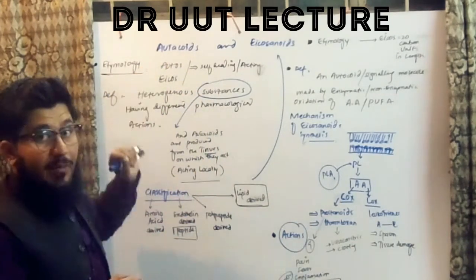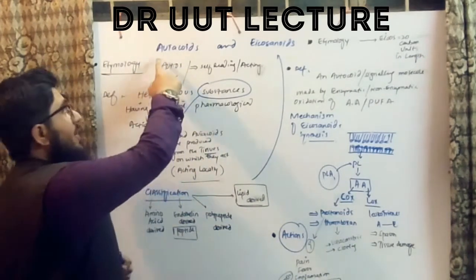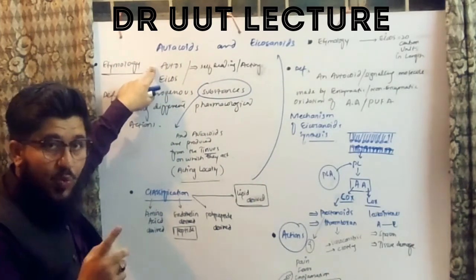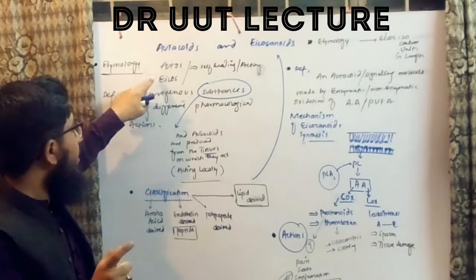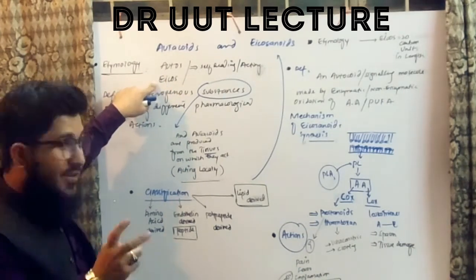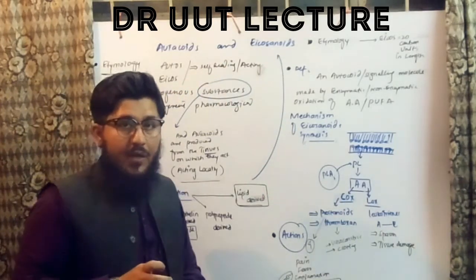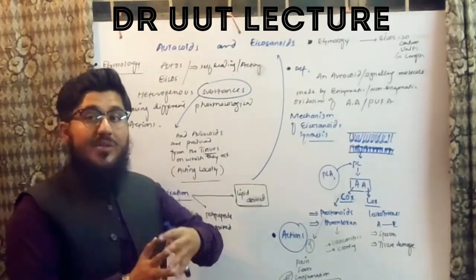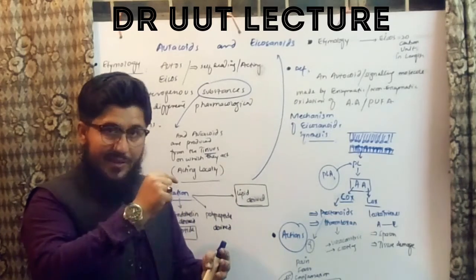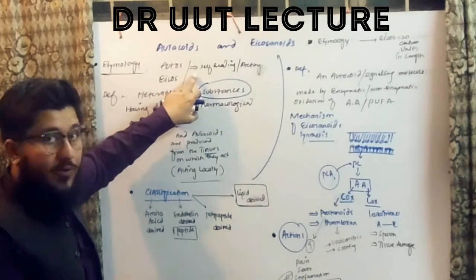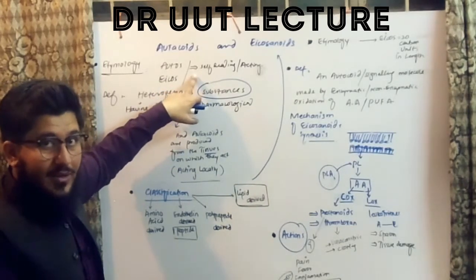Let's start from the etymology of the autacoids. What is actually the meaning of this word autacoid? This is actually composed of two words, autos and akos. When you combine these both, they mean self-healing or self-acting. Now, what do we mean by self-acting or self-healing? I will tell you this understanding in the definition. First of all, let's clear the definition. In the definition, we will know the meaning of this term, self-healing or self-acting.